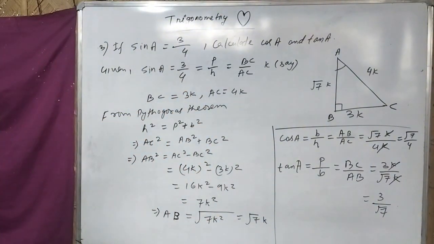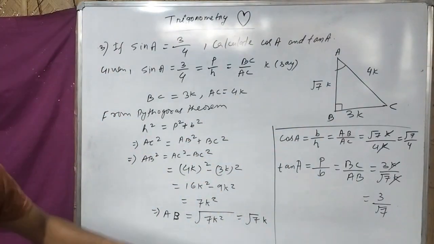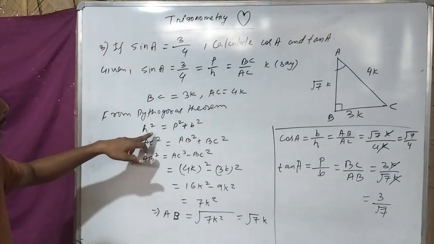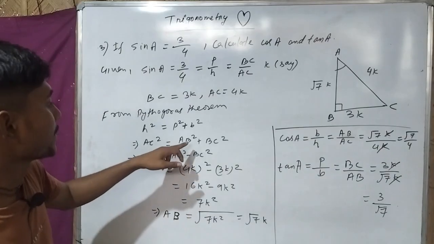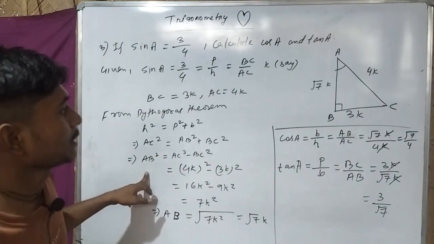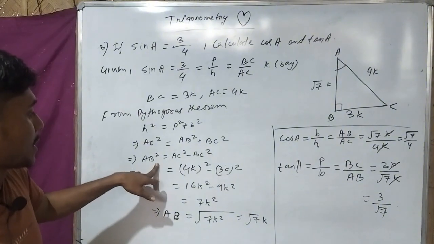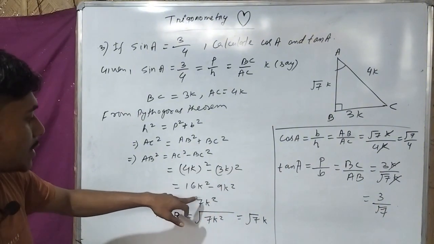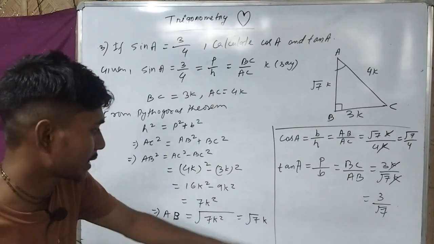Now from Pythagoras theorem, if two sides are given, we can find the third side. This is a right angle triangle. Then H square equal to P square plus B square, that is AC square equal to AB square plus BC square. We have to find AB. AB square will be AC square minus BC square, that is 4K square minus 3K square, that is 16K square minus 9K square, that is 7K square. So AB equal to root 7K.